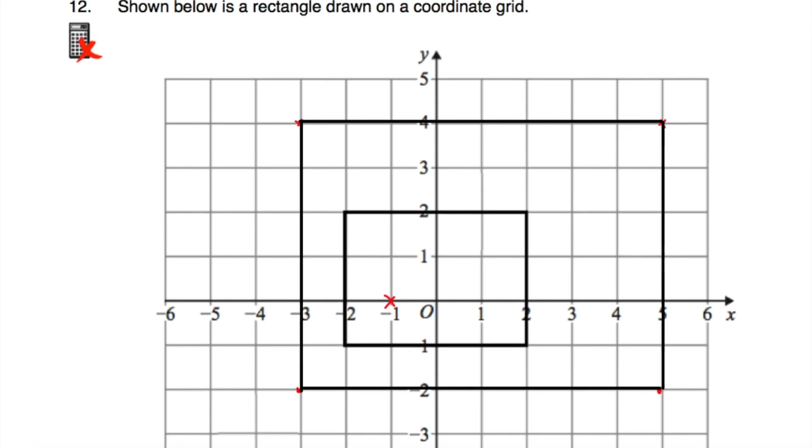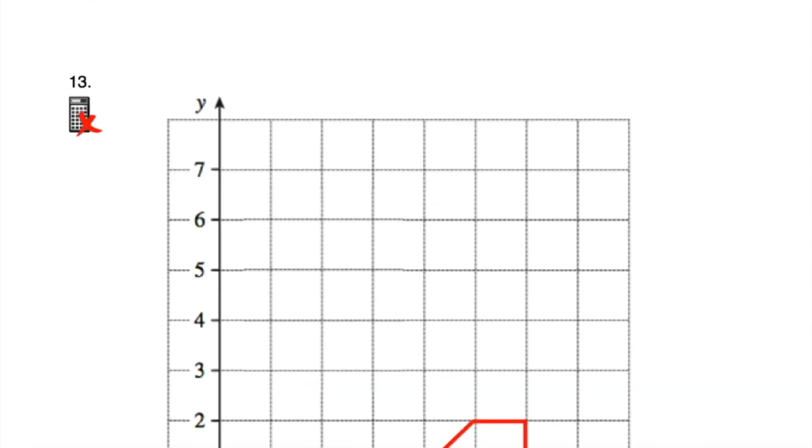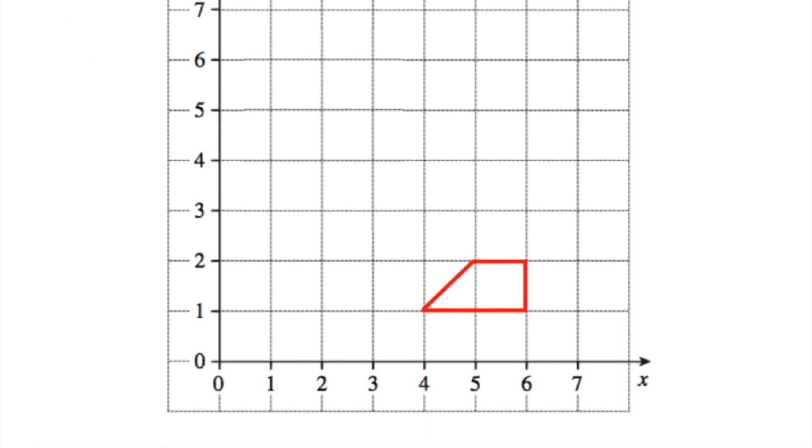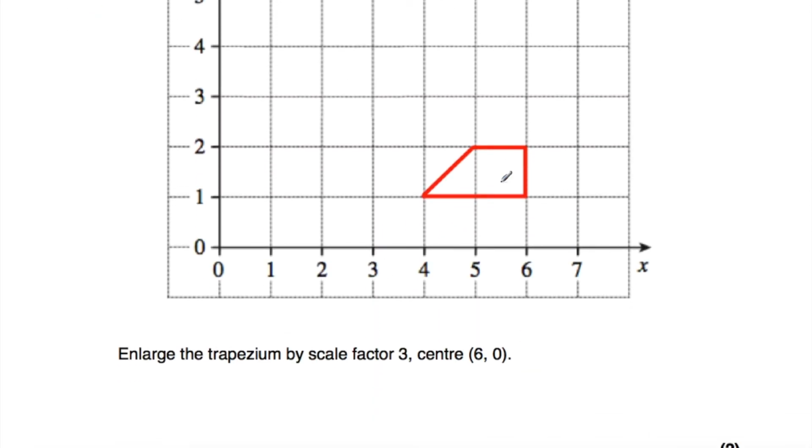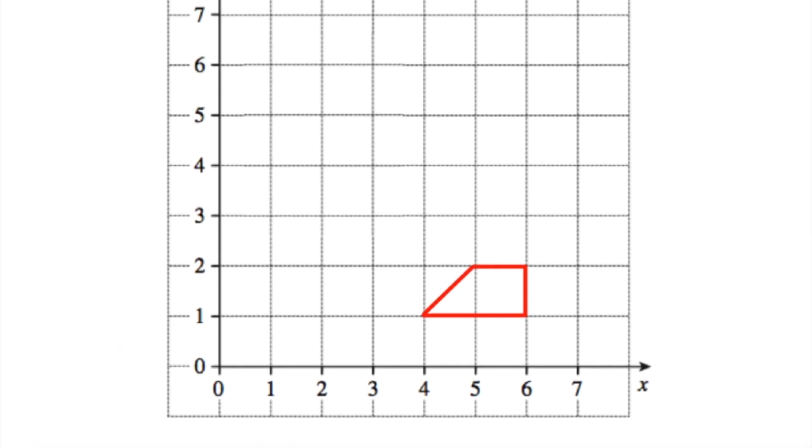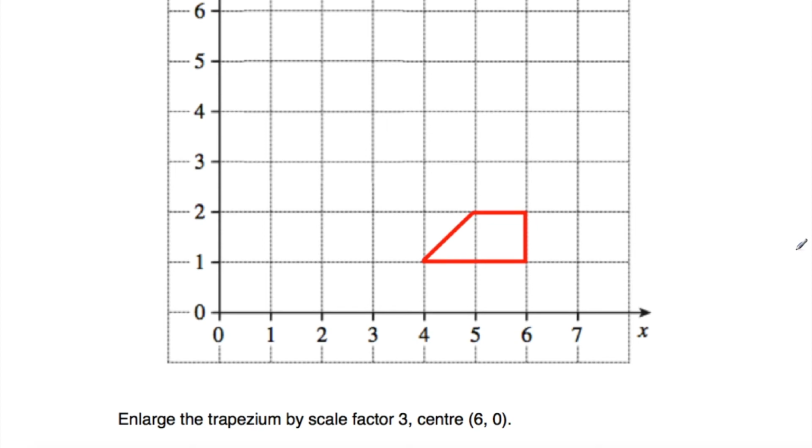Okay, let's have a look at our next question, question number 13. So we've got this grid with our x-axis and y-axis, and we've got this trapezium here. The question says, enlarge the trapezium by scale factor 3 using center 6, 0. So we want to enlarge this trapezium by scale factor 3 using the center 6, 0. So the center 6, 0 will be here. I'm just going to plot that point. And we want to enlarge this by scale factor 3.